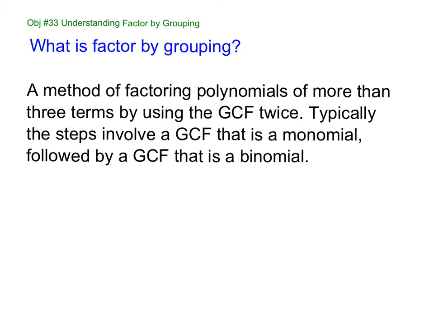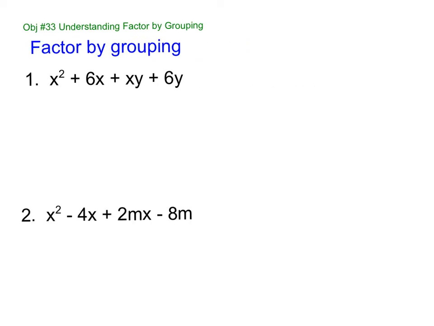Okay. Factor by grouping is a method of factoring more than 3 terms using the GCF twice. Typically, the steps involve a GCF that is a monomial followed by a GCF that is a binomial. So it's factoring typically 4 terms. I usually do this using 4 terms. There are some special cases that we're going to go over, but they're really not as common. So the first type is really what we're going to be focused on.